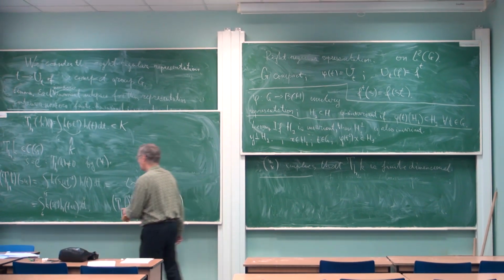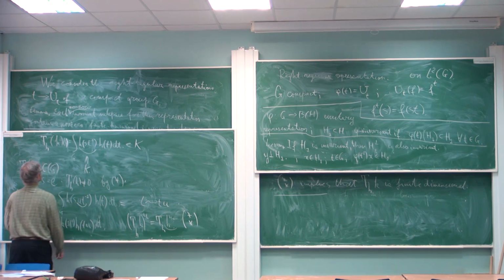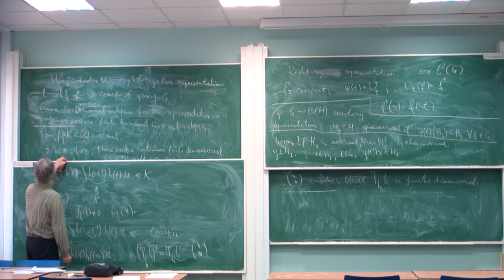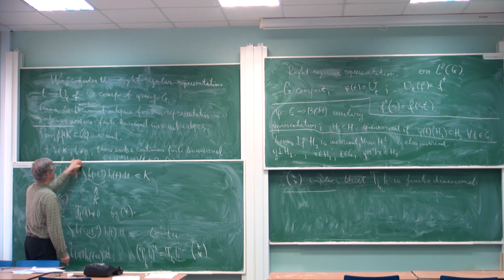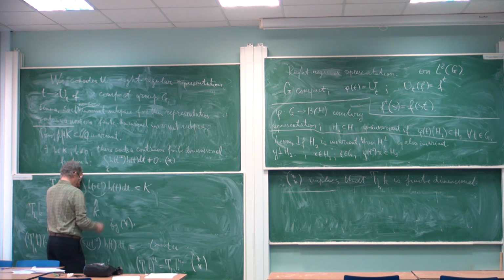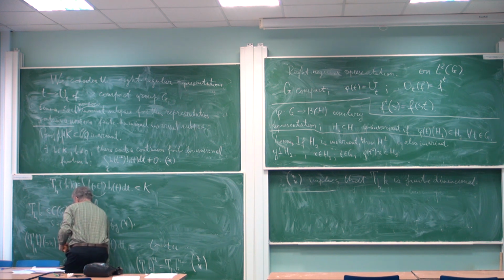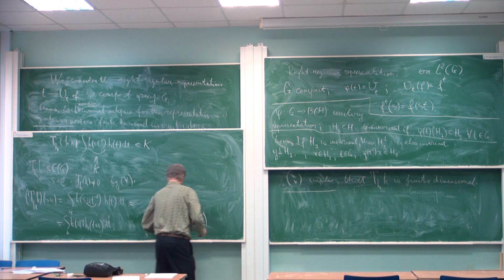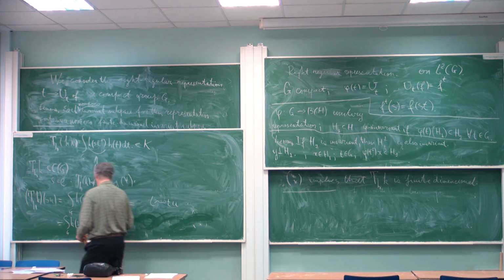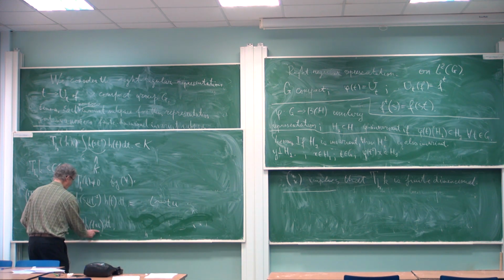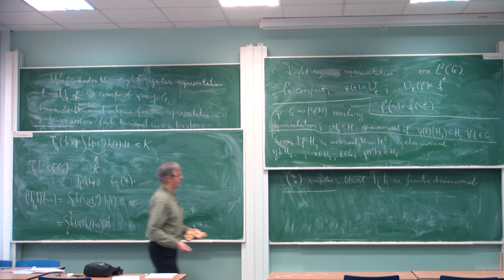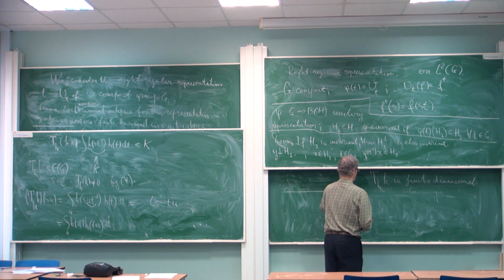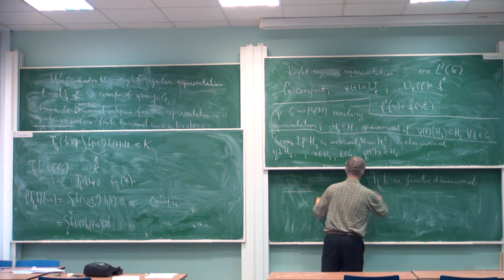Who is who here? K is in K, H is something continuous. Well, not quite, not this. So we use this formula, and use the fact that H is finite dimensional, and we prove that this is finite dimensional.